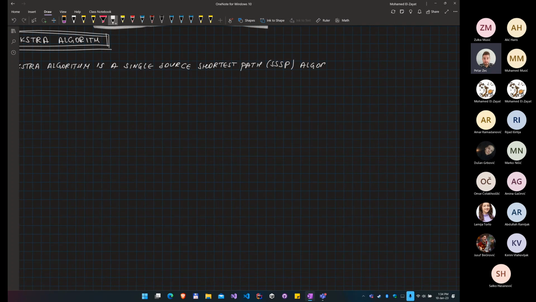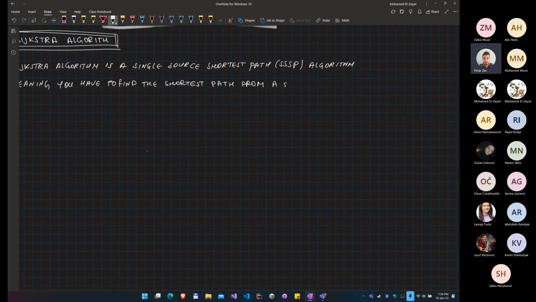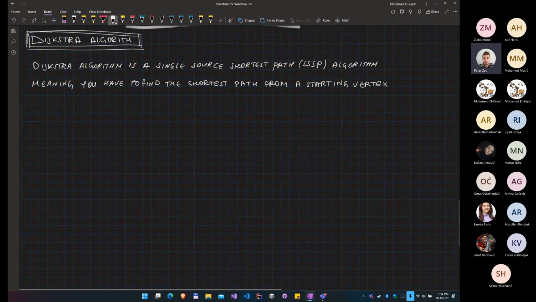SSSP algorithm. Okay. Meaning you have to find the shortest path from a starting vertex to all other vertices in a given graph.